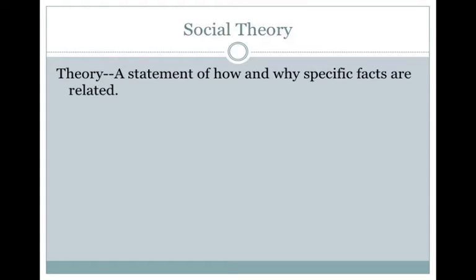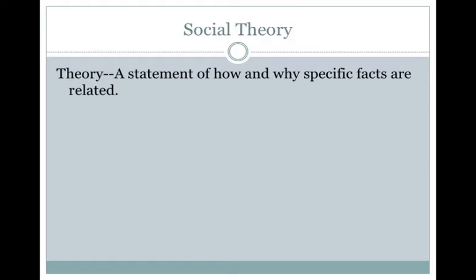In trying to understand social phenomena, social structures, we have to first generate the data, generate the information first, and then organize it in a meaningful way, and then basically explain what's going on here. So a theory is a statement of how and why specific facts are related.